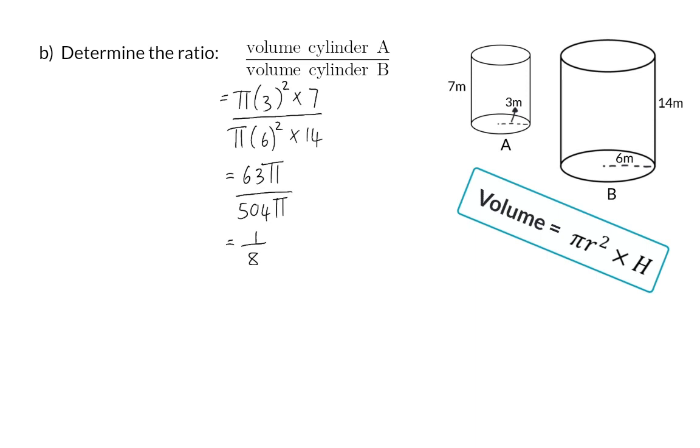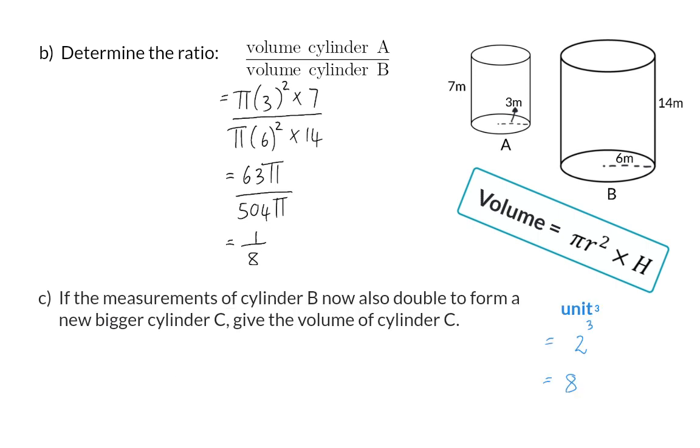The reason for this is that volume is measured in units to the power of 3. So when all the units are doubled, it is 2 to the power of 3, and that is 8 times bigger. Question C. If the measurements of cylinder B now also double to form a new bigger cylinder C, give the volume of cylinder C.